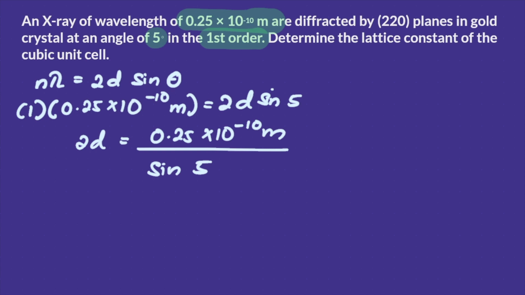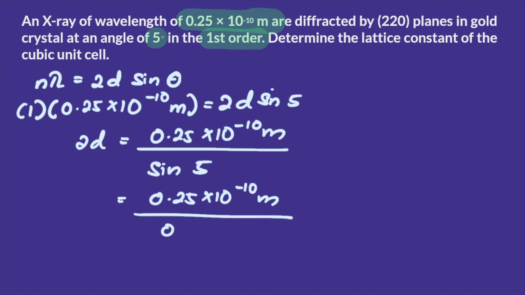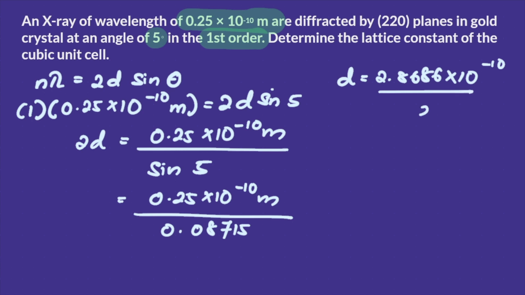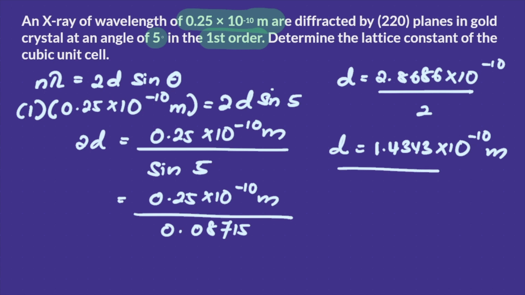Right? So you will get 0.25 times 10 to the power of negative 10 meter divided by 0.08715. Therefore, your d shall be equivalent to 2.8686 times 10 to the power of negative 10 divided by 2. And you will get the value of d is equivalent to 1.4343 times 10 to the power of negative 10 meter.